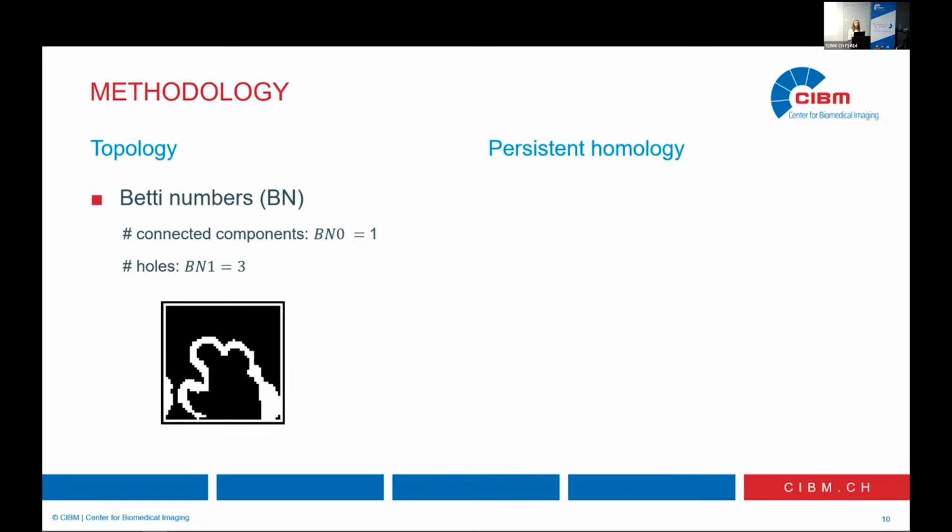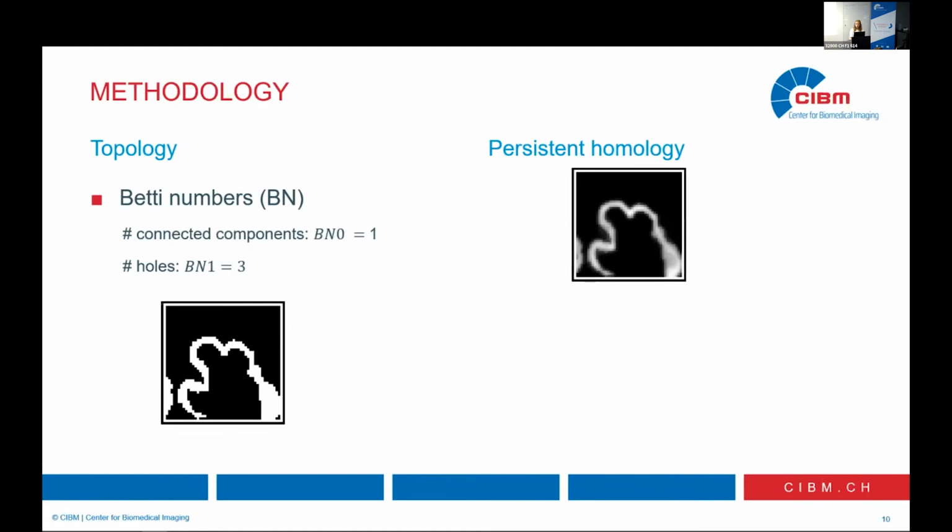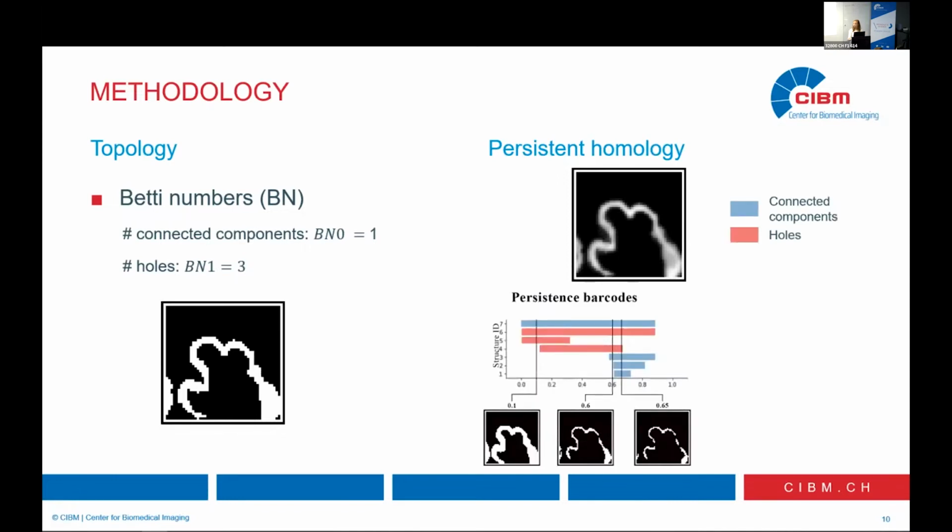In case where we do not have binary images, we use persistent homology, which consists in tracking the topological structures through filtration of the image. So here we have an example of a persistence barcode for the patch displayed at the top, where we filter the image with different thresholds from 0 to 1. And at each threshold, we report the different structures we observe.